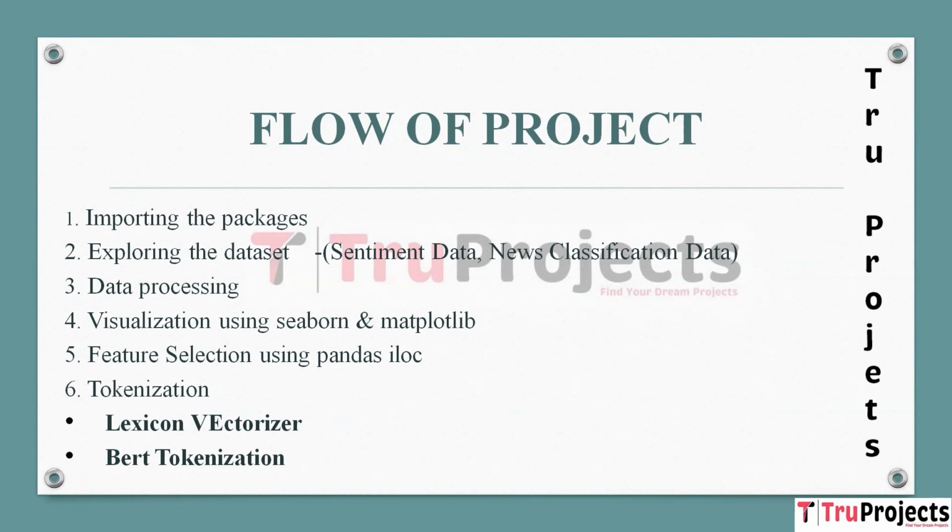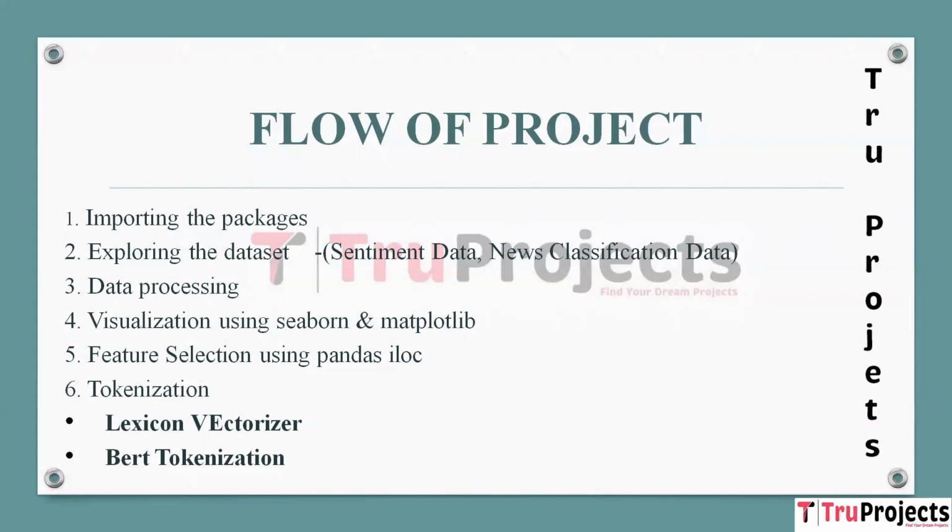Fourth module is visualization using Seaborn and Matplotlib. Data visualization libraries like Seaborn and Matplotlib are employed to create informative charts, graphs, and plots. These visuals offer insights into data distribution and patterns, enhancing data exploration. Fifth module is feature selection using Pandas iloc. Feature selection is vital for model efficiency. Pandas iloc is used to choose specific attributes from the dataset that are relevant to the analysis, thus improving model accuracy.